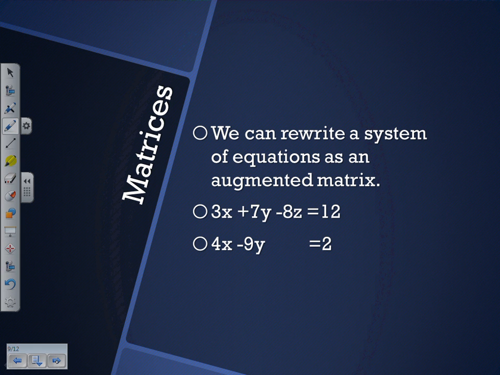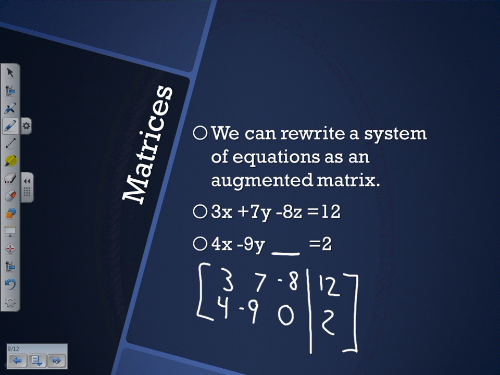To write this in matrix form, I just look at the coefficients. I got my bar there. On this one, I'd have 3, 7, negative 8. And wherever you see your equal sign, that's where you put your line. That's the augmentation part. And then the 12 goes there. On the next one, I still have 4. I got negative 9. But since I don't have a z there, I'm going to go ahead and put a 0 in as a placeholder. 2, close the matrix. And that's how you write that in augmented matrix form.